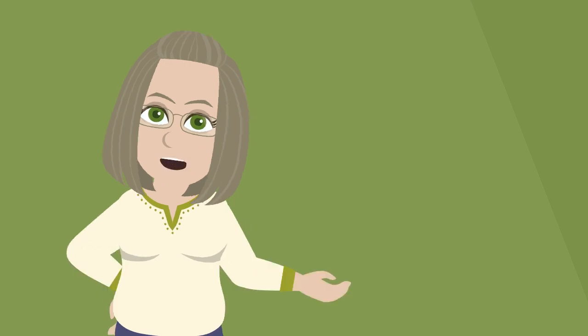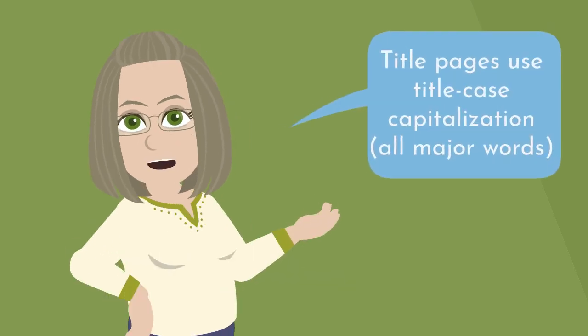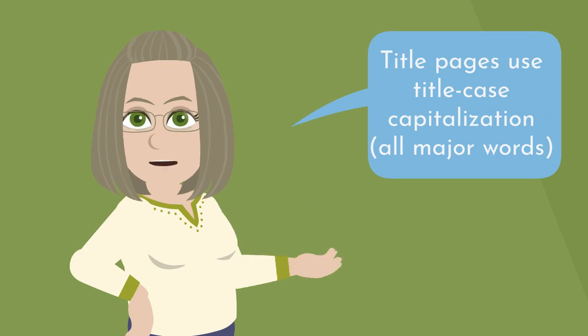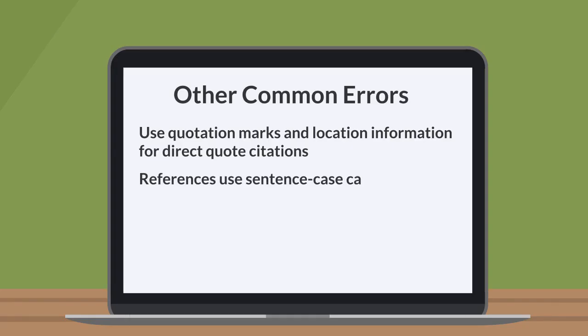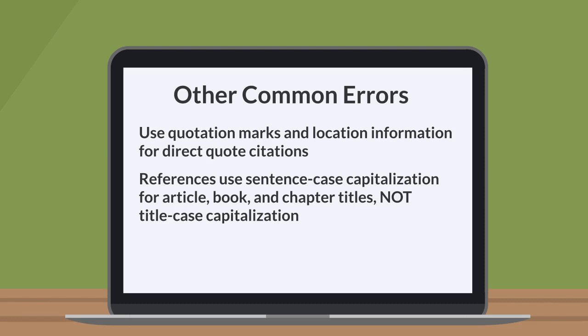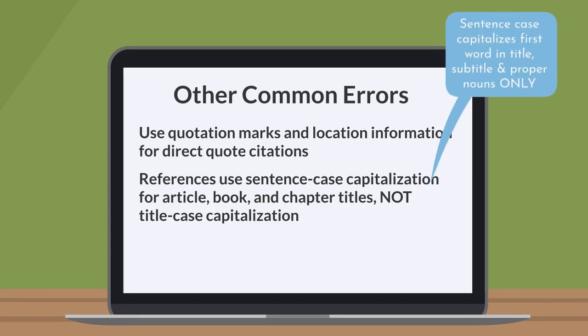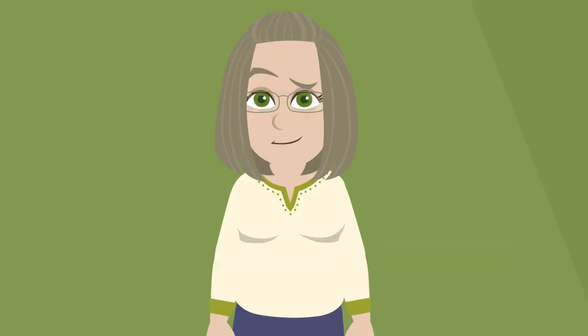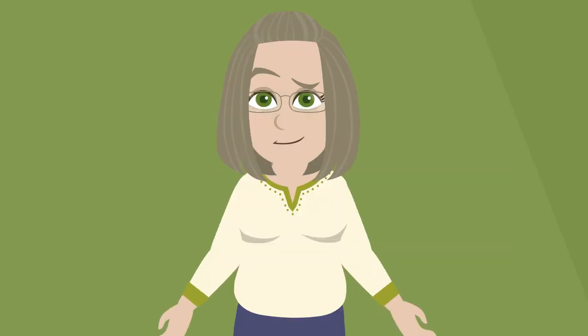When you write your title on the title page for a paper you've actually written, you will use title case capitalization, which means you capitalize all but minor words. But when you create reference lists, the titles for journal articles, books, and chapters use sentence case capitalization. That means you only capitalize the first word of the title, subtitle, and any proper nouns. I know this is a weird one. It's my least favorite of all the APA rules.